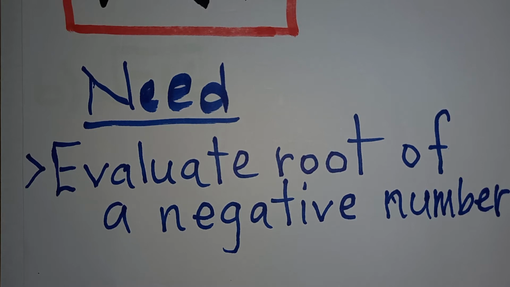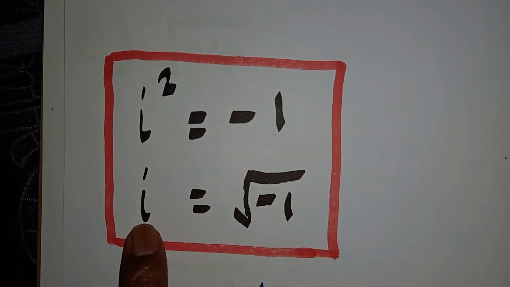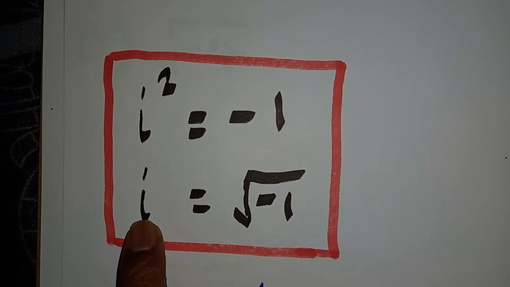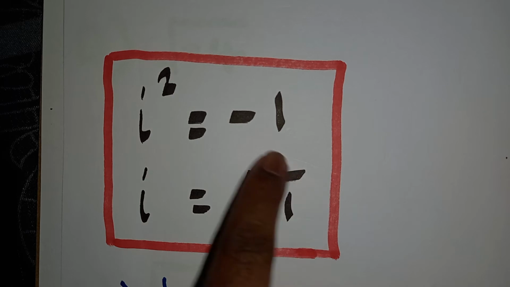But when we study complex numbers, we say that root of a negative number is possible when we introduce the letter i, or the imaginary number i. And in this video we are going to evaluate some negative roots, and we are going to see how the imaginary number i becomes useful. So please note that the value of i is equal to root of negative 1, and throughout this video we are going to use this.